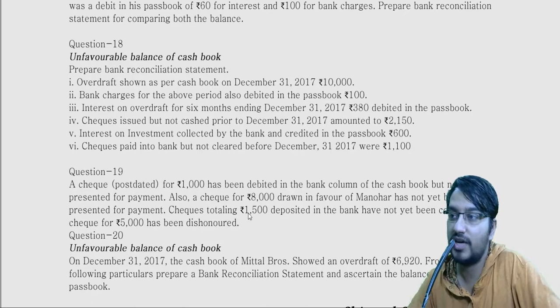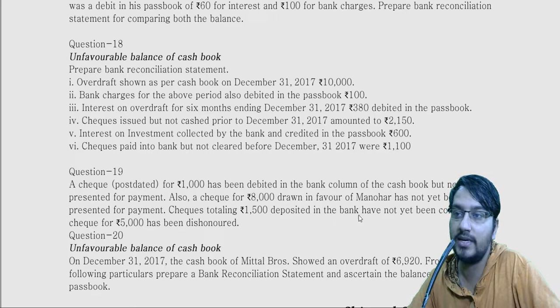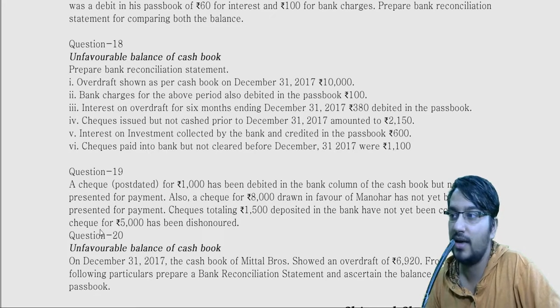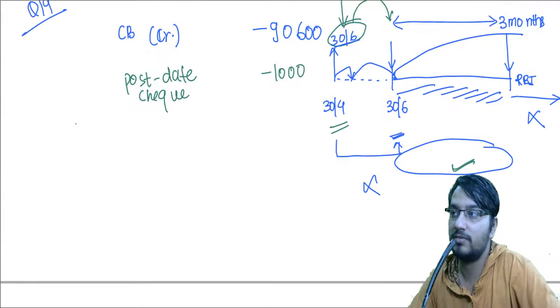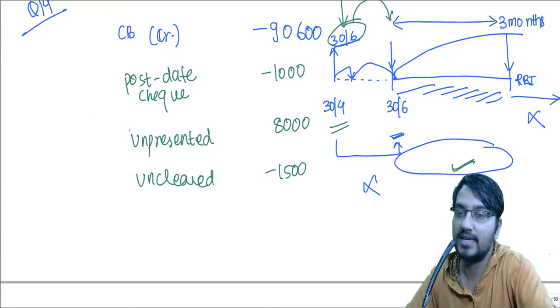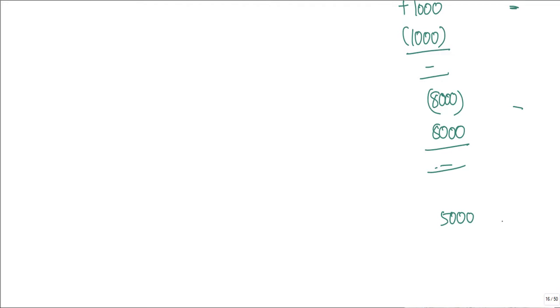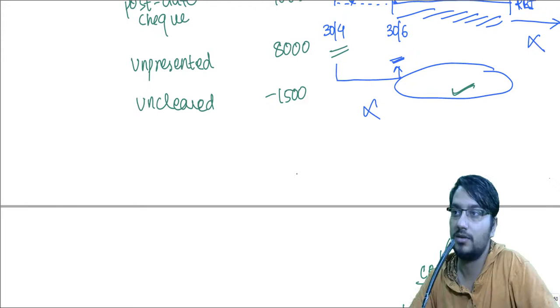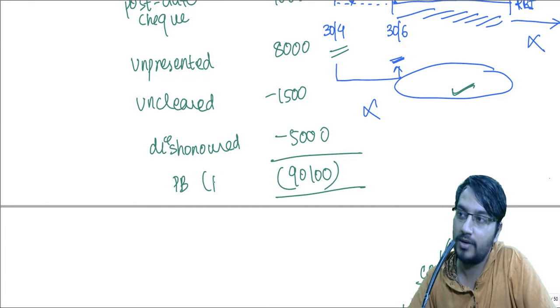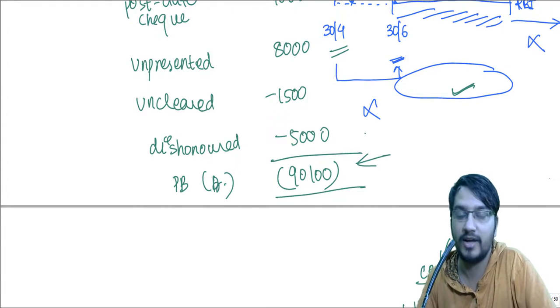Next it says checks totaling 1500 were deposited in the bank but still not collected. It is an uncleared check only, and a check of 5000 was dishonored. So first I'll make the adjustment for these two. The check got dishonored, so you were expecting 5000 in your cash book but nothing was received, so you subtract 5000 here. This is as per passbook, therefore a debit balance, because this is an overdraft as per passbook.